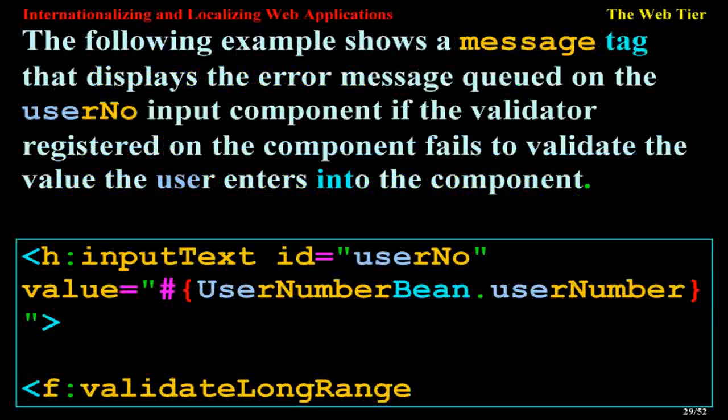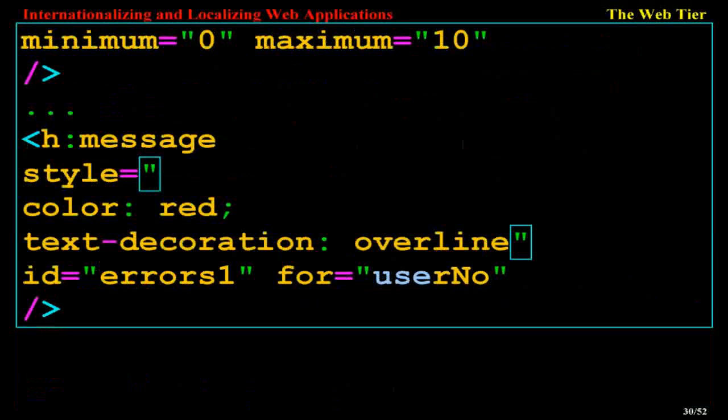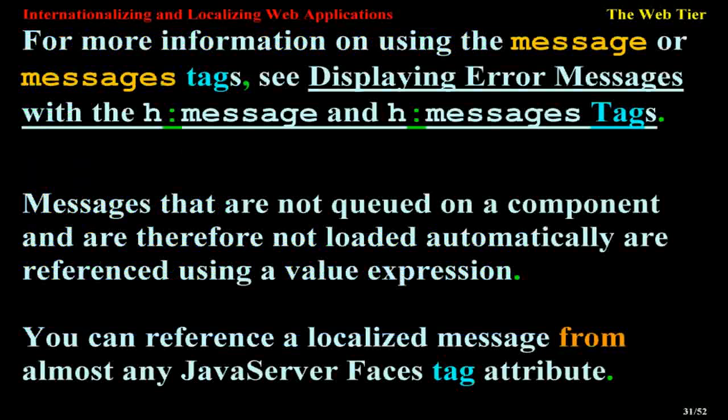<h:inputText id="userNo" value="#{userNumberBean.userNumber}"> <f:validateLongRange minimum="0" maximum="10"/> <h:message style="color: red; text-decoration: overline" id="errors1" for="userNo"/>. For more information on using the message or messages tags, see Displaying Error Messages with the h:message and h:messages Tags.